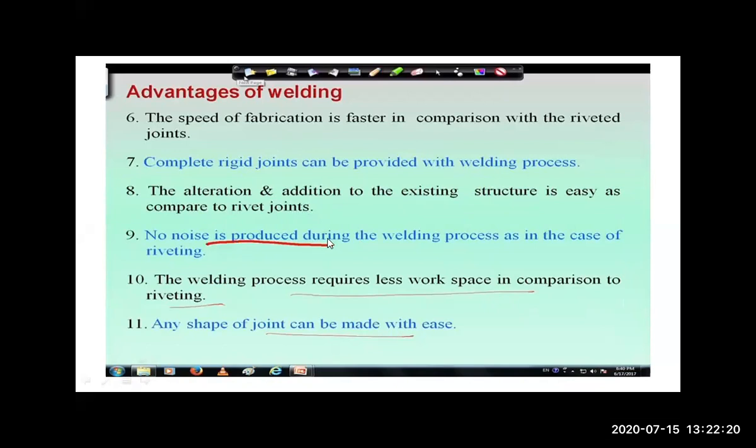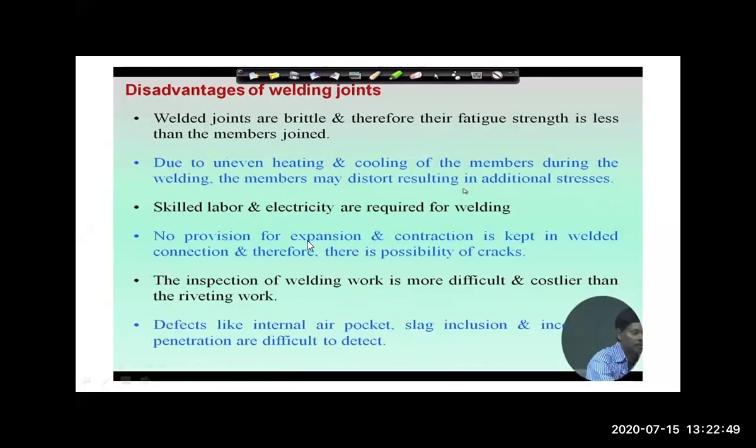No noise is produced during the welding process. Then number 10, the welding process requires less work space in comparison to riveting. Number 11, any shape of the joint can be made with it; we can easily give any shape by welding. So these are the advantages. Now next are the disadvantages of the welded joint.